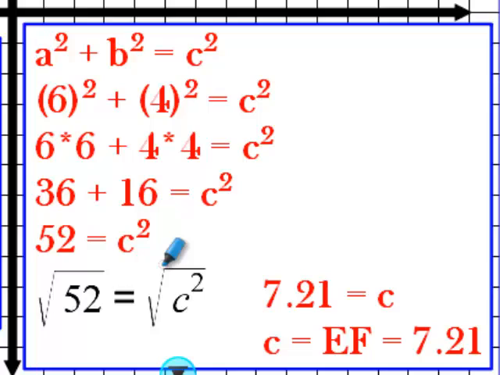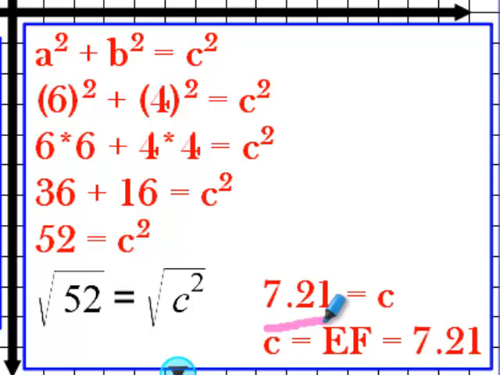Now remember, I want to know what the value of C is, not C squared. So to take off the power of 2, to undo that operation, I need to take the reverse operation. The reverse operation of the square is the square root. So I'm going to take the square root of both sides, the square root of 52 and the square root of C squared. Okay, so when I take the square root of 52, I get 7.21, which is an approximation.